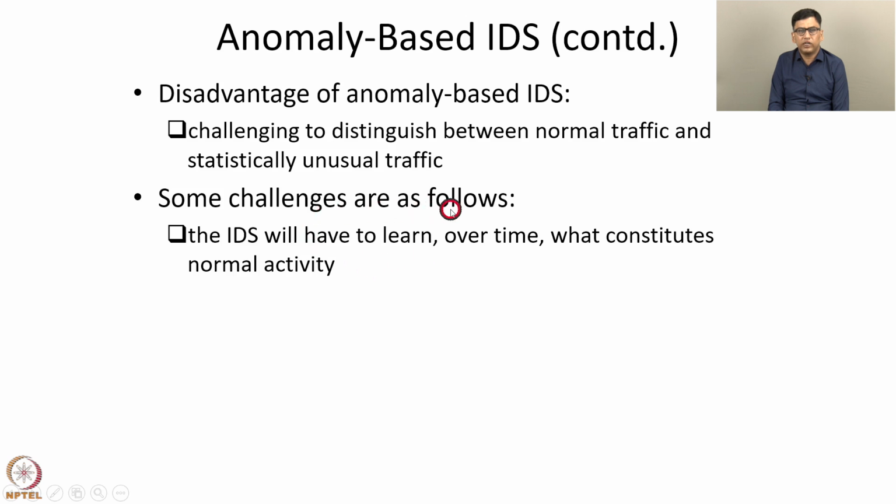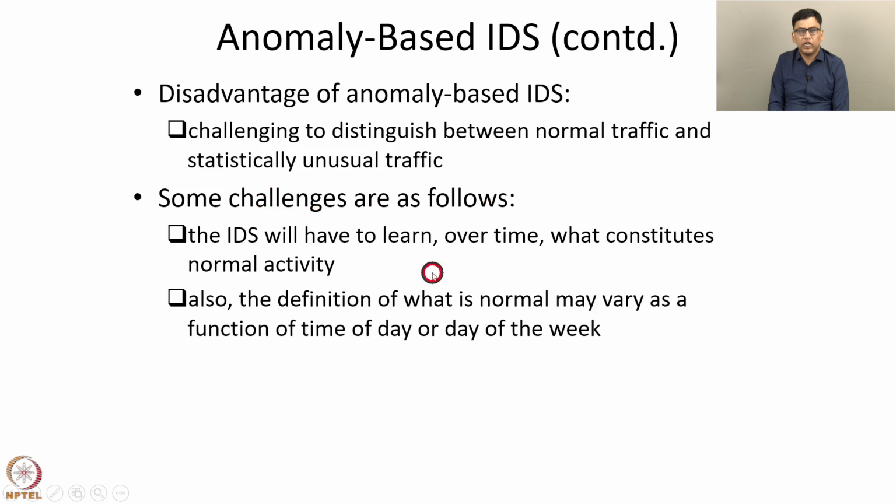The IDS will have to learn over time what constitutes normal activity, and this can be challenging. The definition of what is normal may vary as a function of time of day or day of the week. For example, the kind of traffic that normally flows in a network during mornings may be different from the kind of traffic that flows at night. Similarly, the traffic on weekdays and weekends may be different. Hence the IDS will have to learn what is normal activity, and this normal activity varies with time of day or day of the week.